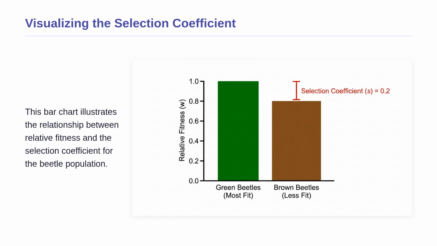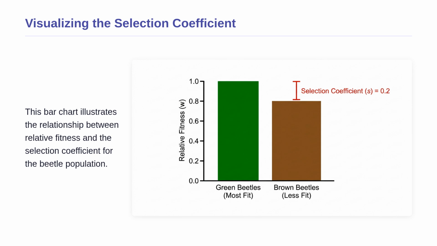To make this result perfectly clear, let us look at a visual representation of what we just calculated. On the screen, you see a bar chart where the vertical axis represents relative fitness, ranging from 0 to 1. The green bar represents our perfectly adapted green beetles, reaching the maximum fitness score of 1. The brown bar represents the brown beetles, reaching only 0.8.